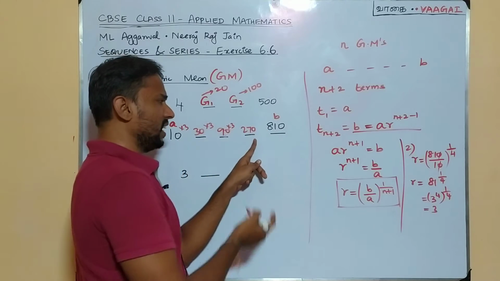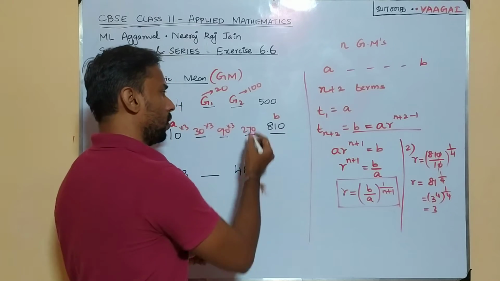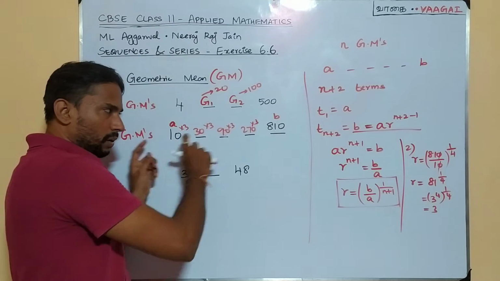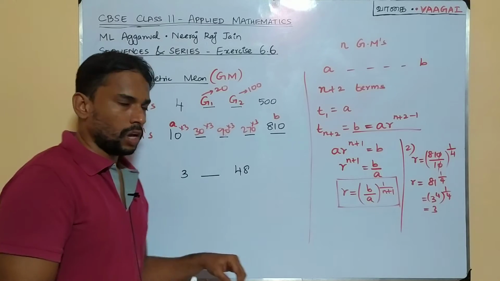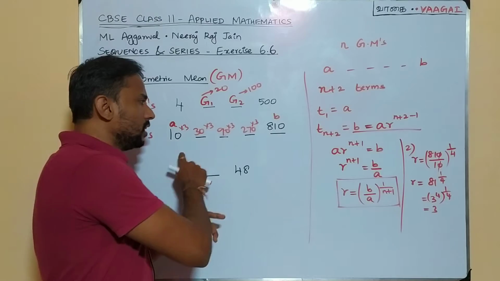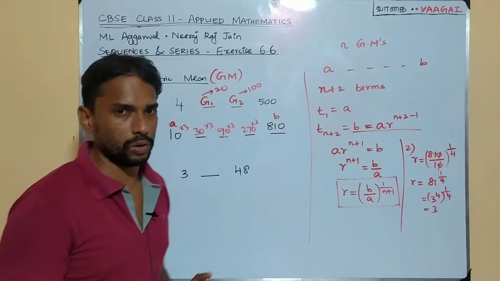And you can check it. 270 into 3, you can just get 810. Very simple. So that means we are successfully getting the values of the 3 geometric means here. So no matter how many GMs are to be inserted, you take that as n, and these two values as A and B, you will use this formula to find the value of R. That's the process.